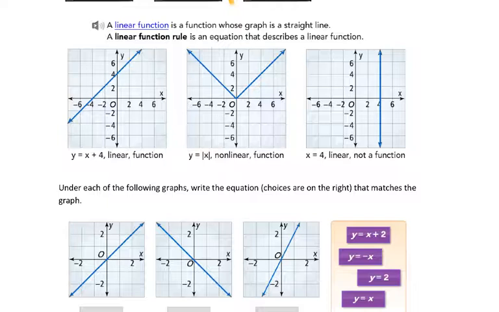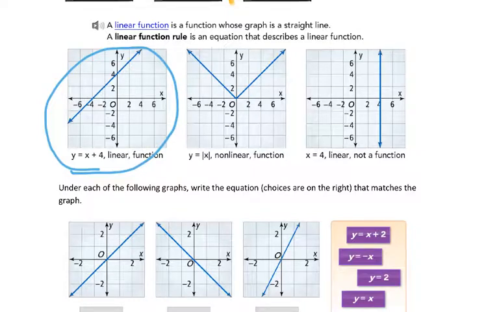The second one is not linear, but it is a function, and we have a rule right here, y equals the absolute value of x. And the third one is not a function, but it is linear. And here is the rule for that one. So there's only one linear function in these diagrams, and it is this one right here. This is a linear function, and we have the rule y equals x plus 4.